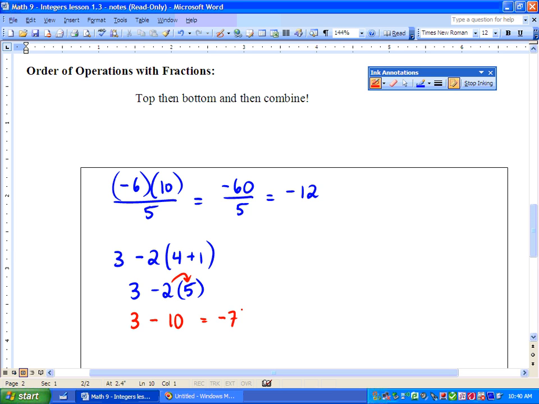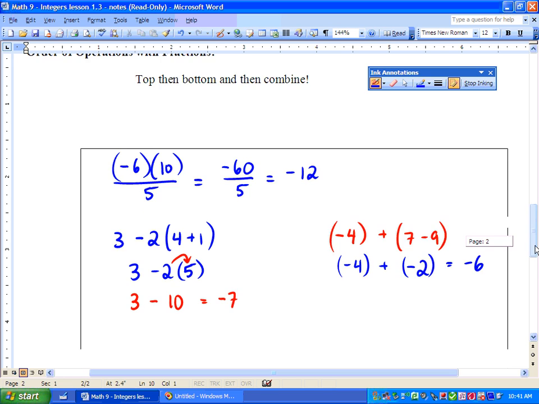All right, let's do one more question. And we get negative 4 plus bracket 7 minus 9. All right, we do our brackets first. 7 minus 9 is negative 2. And now we have negative 4 plus negative 2. We're adding more negative to it, and we're going to get negative 6. Okay, now it's time for the hard one.